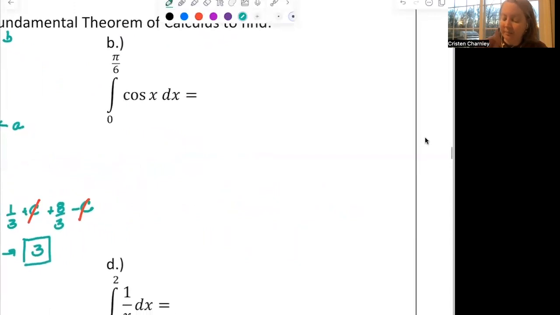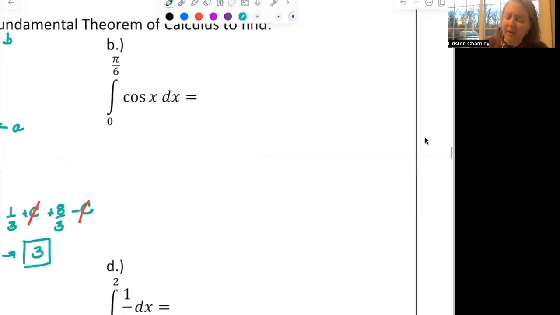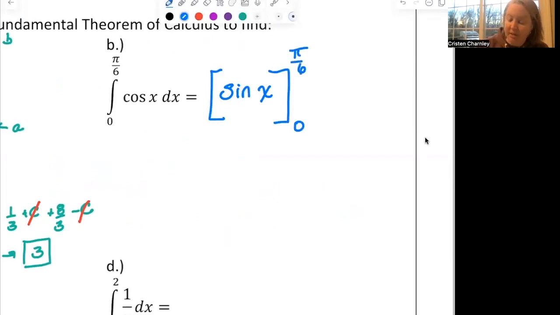I see a trig function. We just wrote up above cosine. Where did cosine come from? Cosine came from sine of x. This is called a definite integral because it has boundaries. I'm not going to worry about the plus c. This is between 0 and pi/6. So what do I have? I have sine of pi/6 minus the sine of 0.